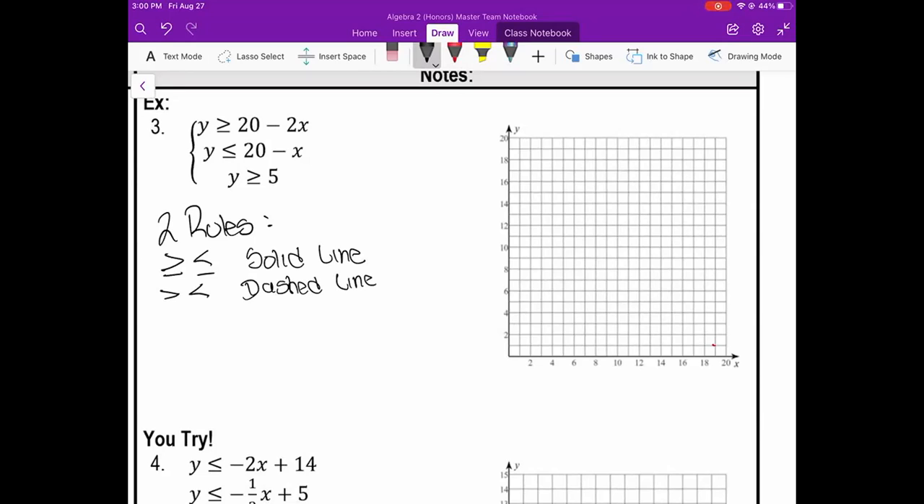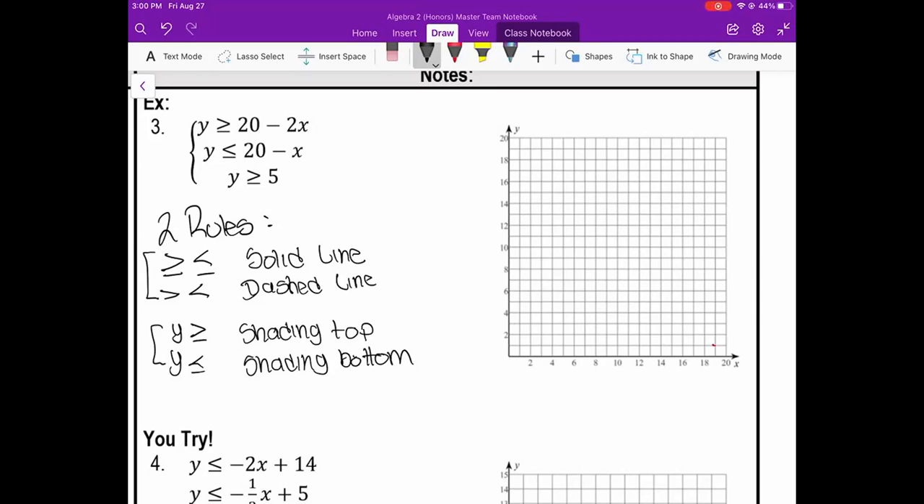The other rule is, if you have y is greater than or equal to, or greater than, you're going to be shading the top. And if you have y is less than or equal to, or less than, you're going to be shading the bottom. All right, so have those 2 rules in mind.